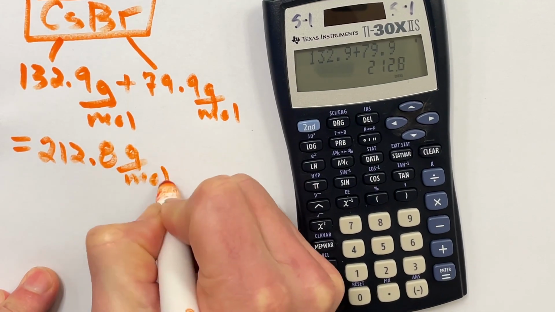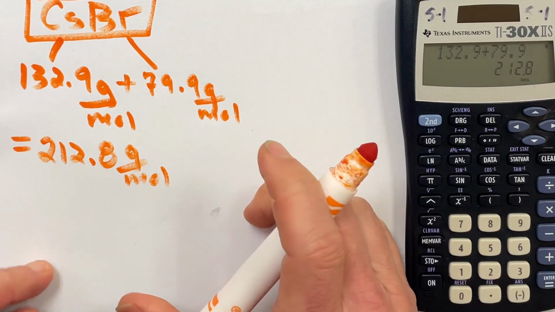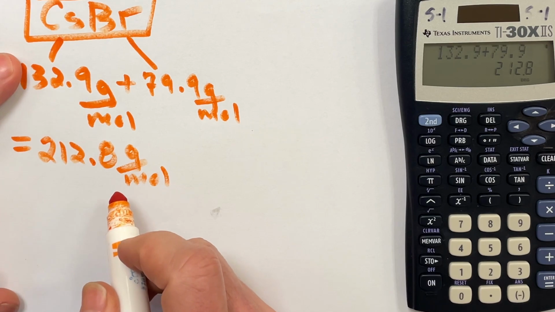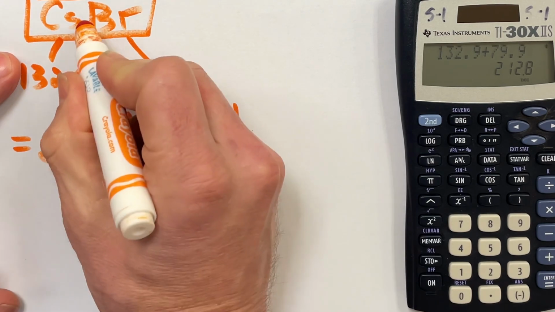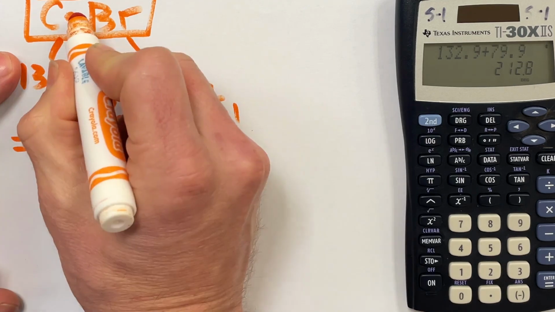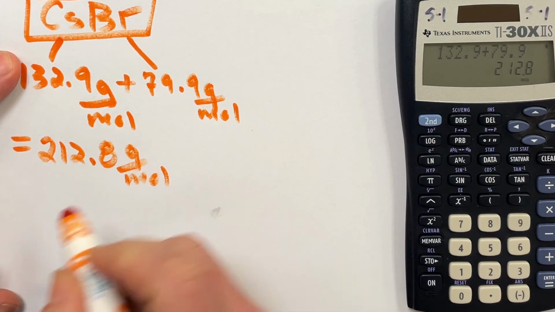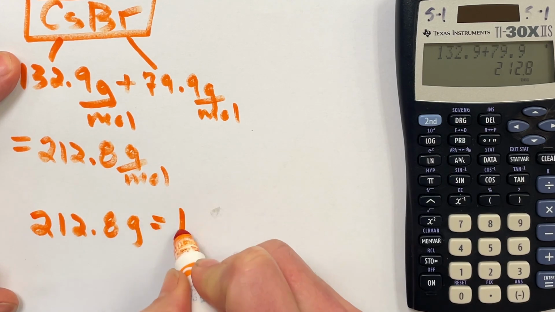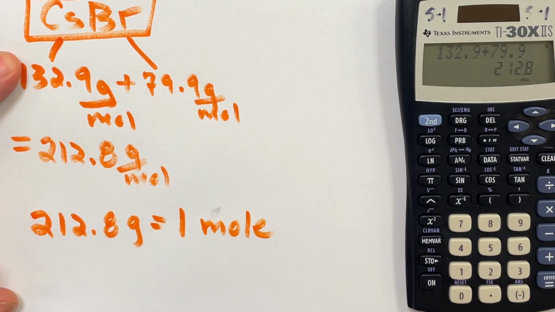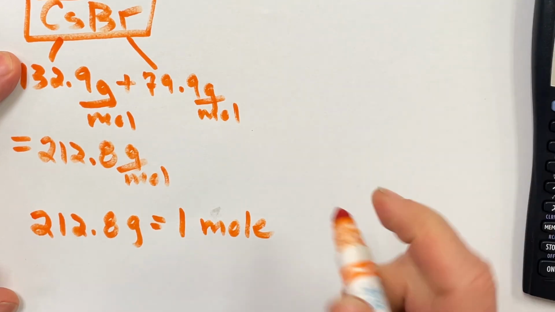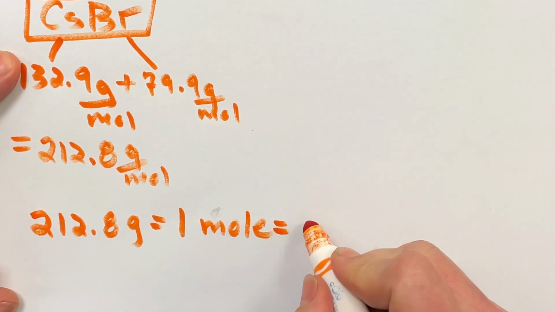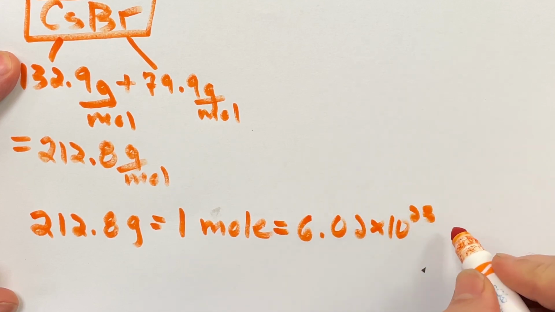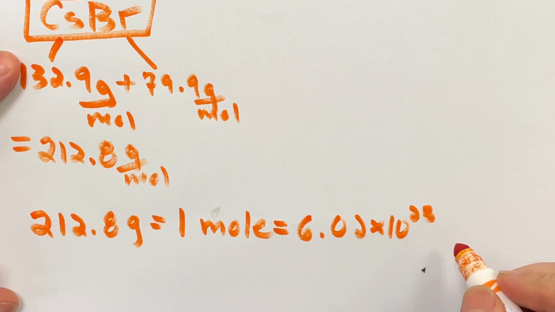grams per mole. And what I would recommend now at this stage, rewrite this so you can practice understanding what this number actually means. So what this means is cesium bromide, one of them does not weigh 212.8 grams. 212.8 grams is how much 1 mole of them weighs, and 1 mole has a certain quantity. That's 6.02 times 10 to the 23rd things. In this case, we're talking about cesium bromides.